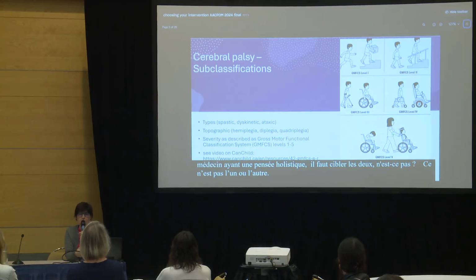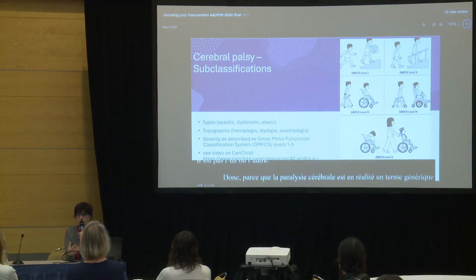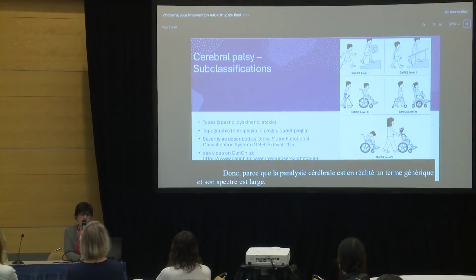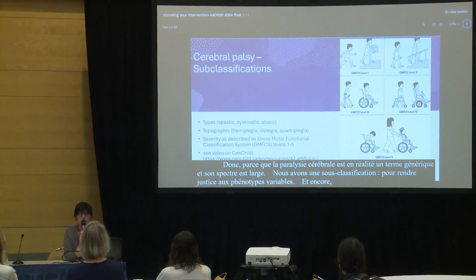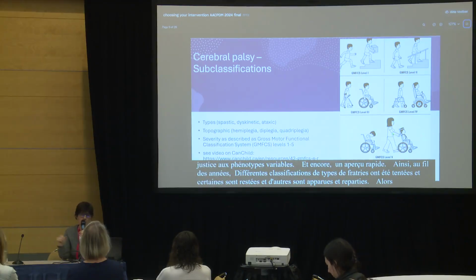Because cerebral palsy is really an umbrella term, and it's a wide spectrum, we have subclassification to make justice for the variable phenotypes. And again, a quick overview. So over the years, different subtype classifications have been attempted, and some have stayed around and some have come and gone. So right now we actually subclassify in 3 big categories.